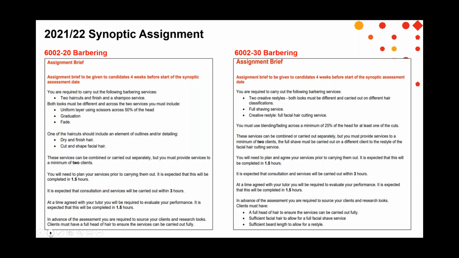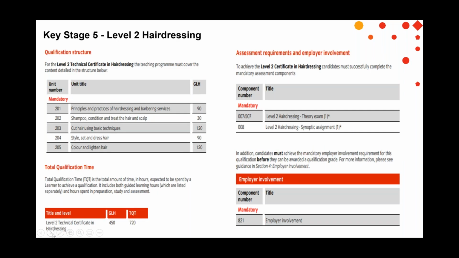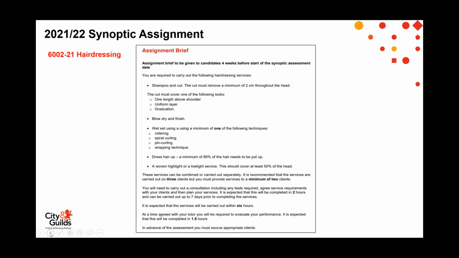Welcome. Now we're going to look at Key Stage 5 Level 2 Hairdressing. As we can see here, the qualification structure of 5 units, total qualification time, and the assessment requirements, which is the theory exam, the synoptic assignment, and the employer involvement. Sorry. So I'll hand over to Debbie now, who will talk about the assignment brief for this qualification.